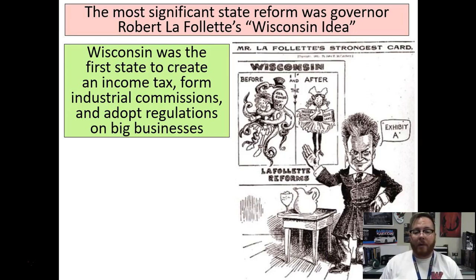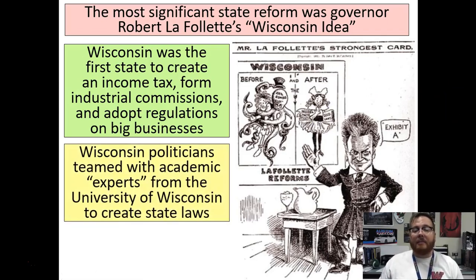And this comic right here shows that after the La Follette reforms and the Wisconsin idea, the big businesses and railroads go from a strangling octopus on the little girl of Wisconsin, and then little Wisconsin becomes clean and safe.